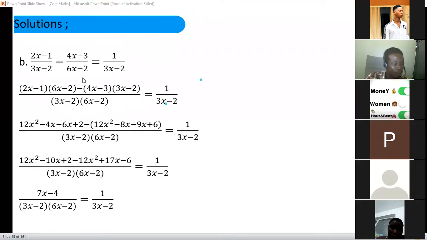Another simple way to do it is when you take the two fractions, then we can multiply as if we are cross multiplying. I'll multiply the 2x minus 1, that's the numerator of the first fraction, by the denominator of the second fraction, 6x minus 2. Then I'll multiply again the 3x minus 2, denominator of the first fraction, by the numerator of the second fraction, 4x minus 3.